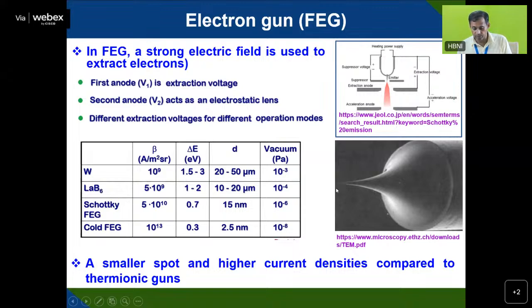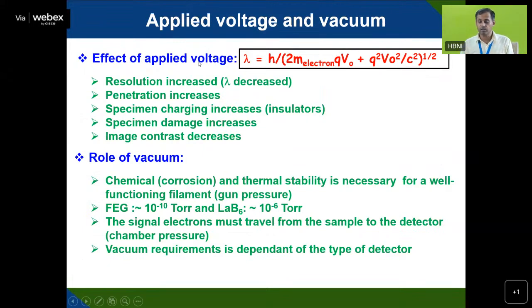Here you can see the sharp tips of some electron guns. For generating the electron beam, you have an applied voltage, and vacuum is necessary. Since these are high energy systems, you have to use high vacuum also. If you increase the applied voltage, the lambda will decrease, the resolution will increase, and penetration capacity also increases. Specimen charging may increase in the case of an insulator if the applied voltage is increased.